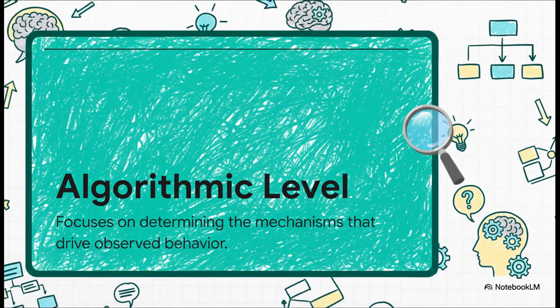And then we have the algorithmic level. This is the step-by-step code. So for our chess robot, this would be the actual program it's running, how it evaluates the board, calculates the best future moves, and picks the one it's going to make. It's the real mechanism that drives the robot's behavior.